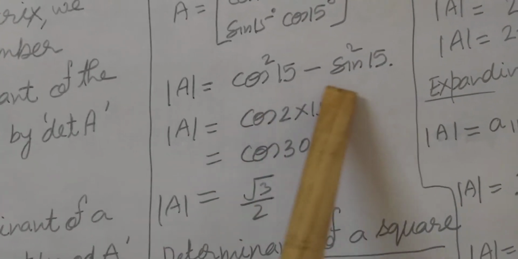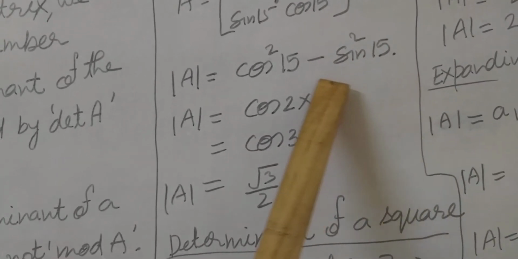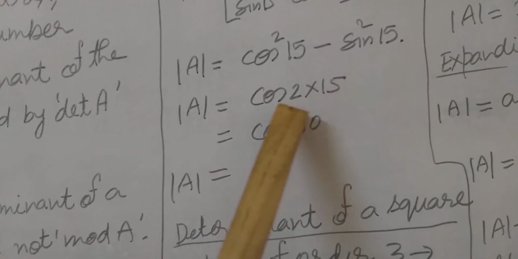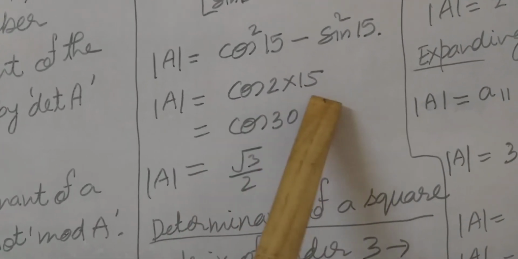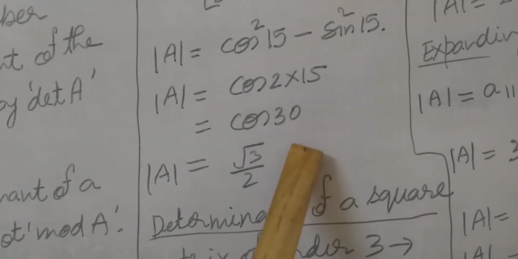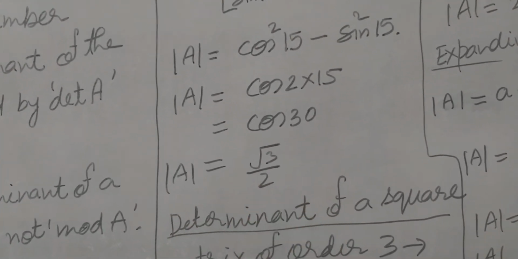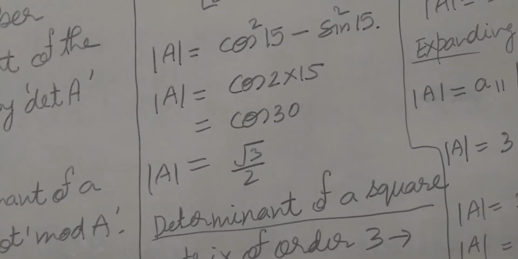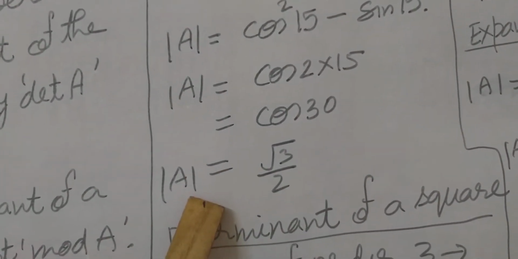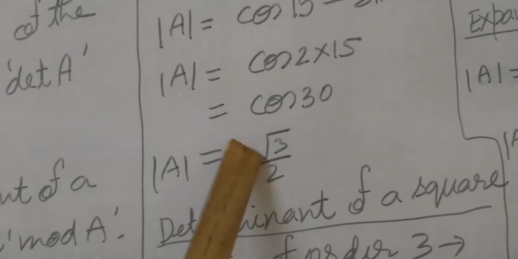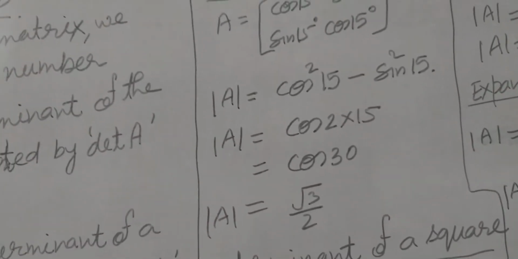This is the formula of cos 2A. Cos square A minus sine square A equals cos 2A. So cos 2 times 15 is cos 30. Cos 30 value is root 3 upon 2. So its determinant equals root 3 upon 2. Student, remember the determinant of a square matrix will be a number, a real number or a complex number.